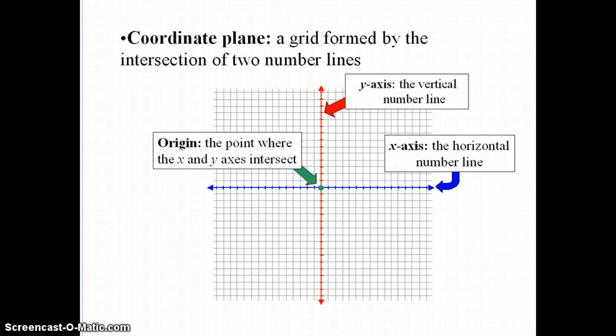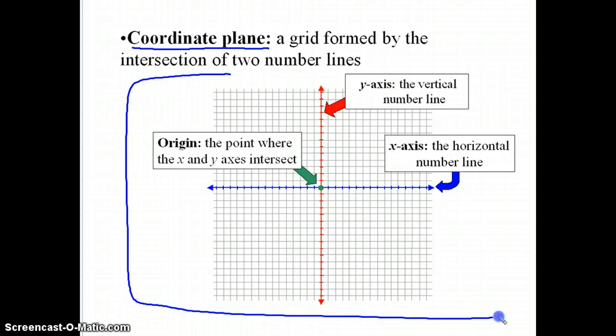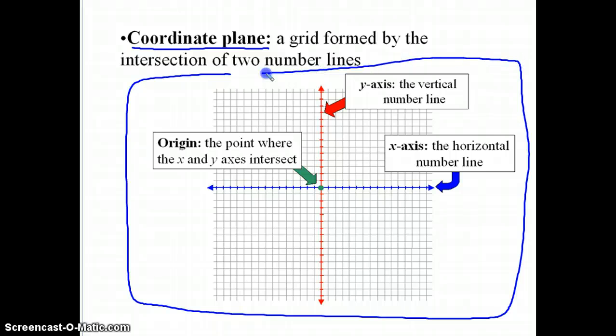We have four definitions here today. The first one is the coordinate plane. It is a grid formed by the intersection of two number lines. As you can see, this whole thing is my coordinate plane. All right? It is made up of three parts.